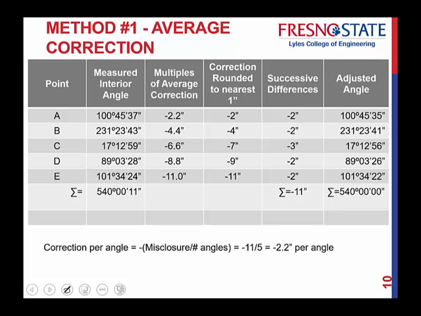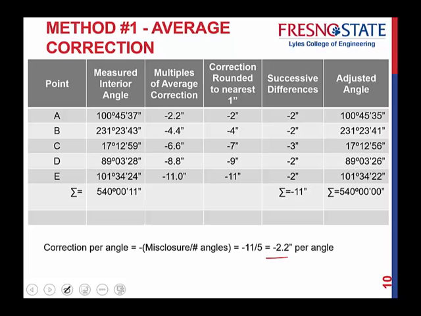If you look here, we had 11 seconds that we missed close. So we have to correct every angle if we're doing an average correction. We had 5 angles, so you take the 11 seconds divided by the 5 angles and you end up with a 2.2 second per angle correction. The correction is obviously the opposite of your closure. We missed close by a positive 11 seconds, so our correction needs to be minus 2.2 seconds per angle. Now is where you have to know your rounding rules to make sure everything is right.